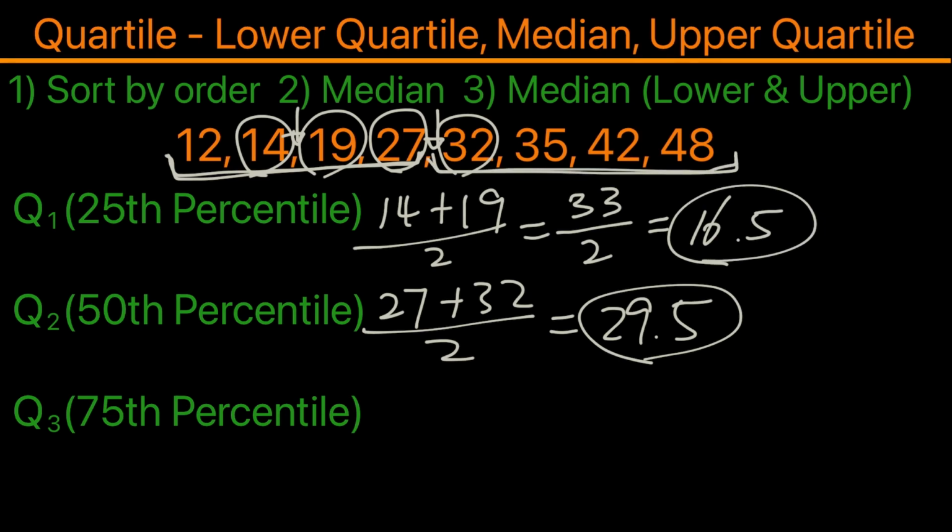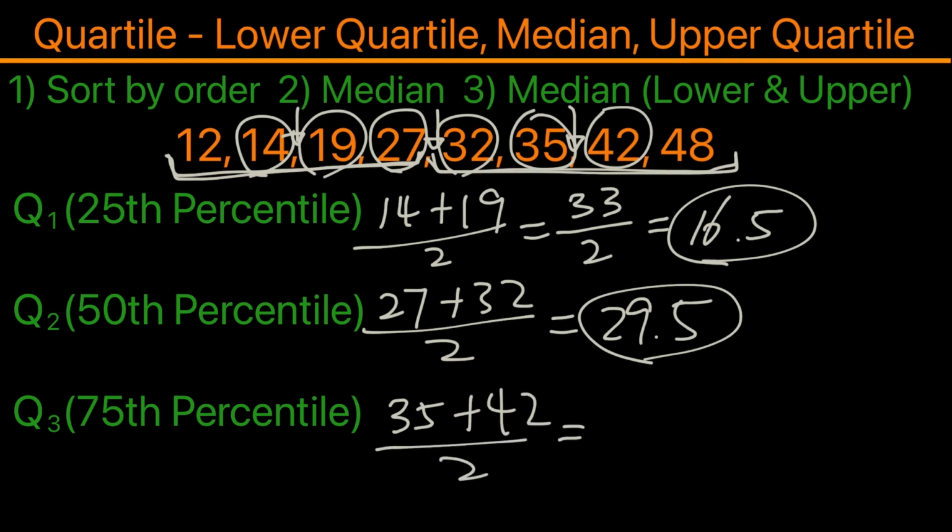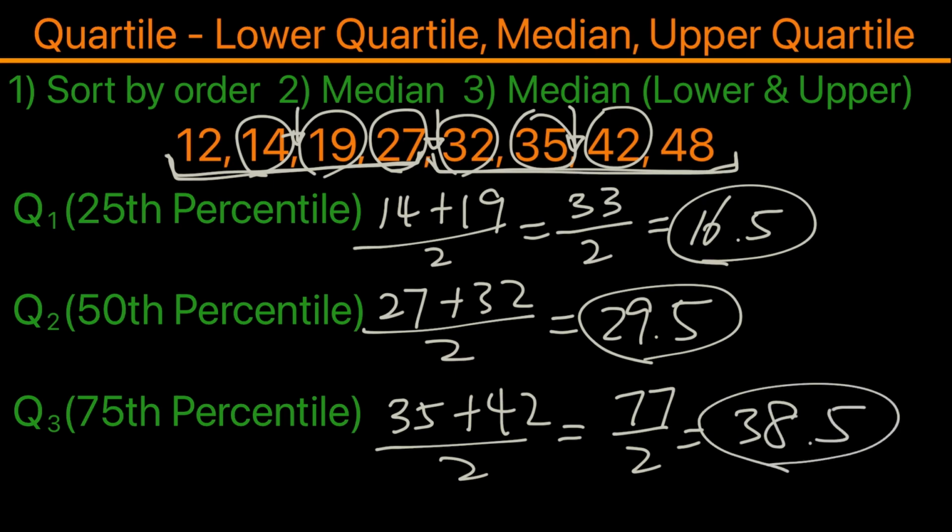The upper quartile also has 4 numbers, and we need to find the median. So we take the 35 and the 42, then divide by 2 to get the average. That gives us 77 over 2, which is 38.5.